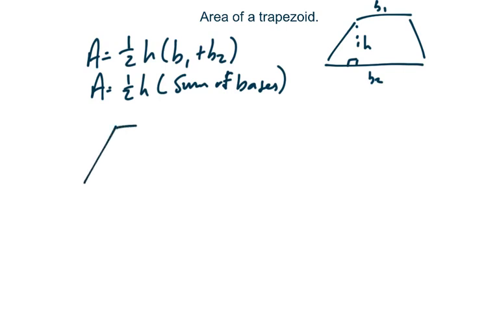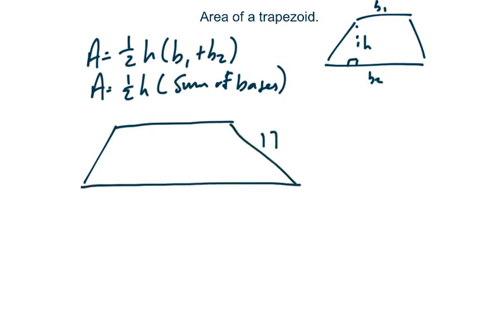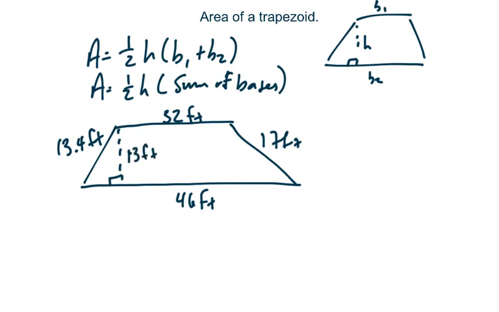So here is our trapezoid. 17 feet, 32 feet, 46 feet, 13 4/10 feet. And then our perpendicular down is 13 feet.